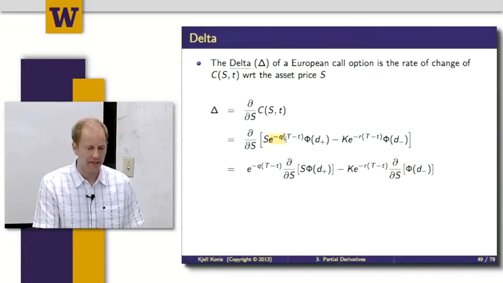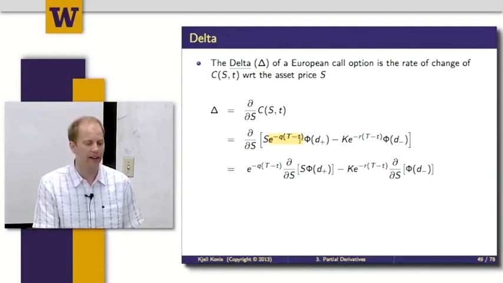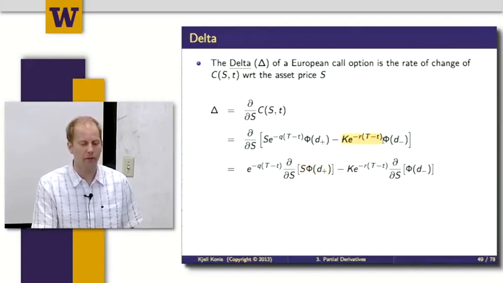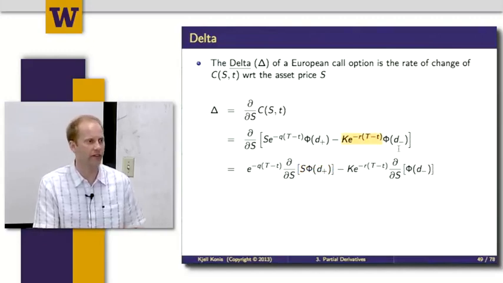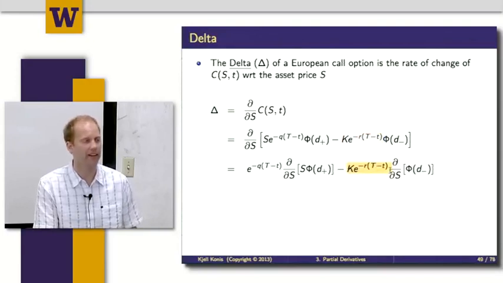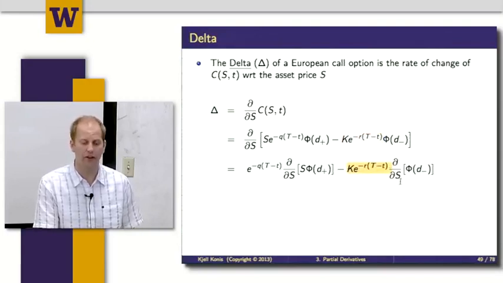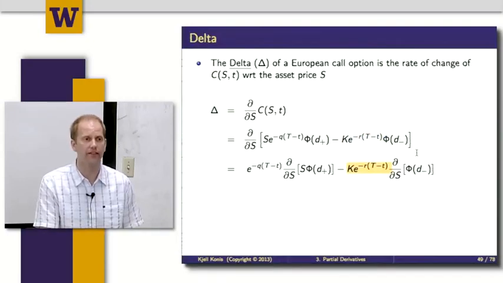In the first case here, the e^(-q(T-t)) doesn't depend on S, so I'm going to take that out, and I end up with e^(-q(T-t)) times the partial derivative with respect to S of the product S times capital phi of d plus. On the right-hand side, I'm going to do the same thing, except here I have 2 parts that don't depend on S, so I can take those across the derivative operator. So I have minus K e^(-r(T-t)) times the partial derivative with respect to S of capital phi of d minus.